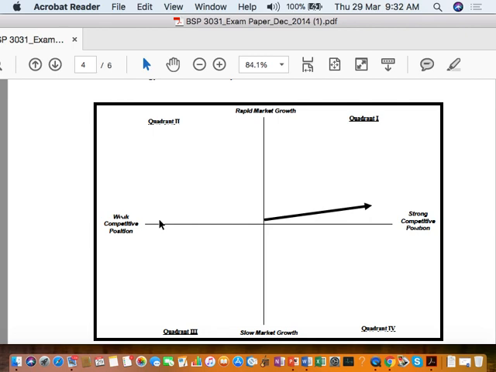Which is the internal factor? The competitive position. So the competitive position is what the CPM will say, this company is competitive or not. So the company is assessing its own competitiveness. And then market growth is the external factor, right? Out of control for the company. So is the particular market in growth, or is the particular market in decline?